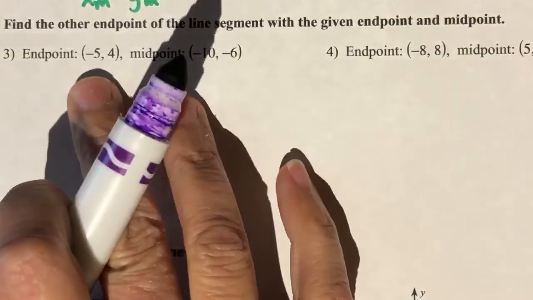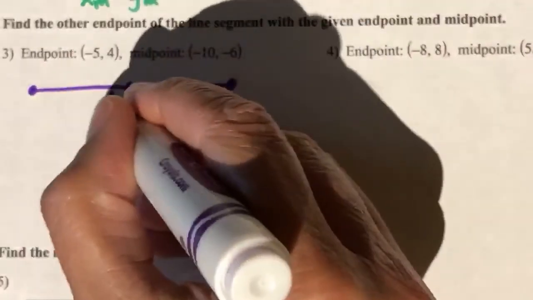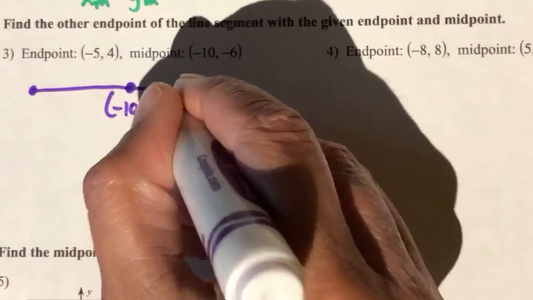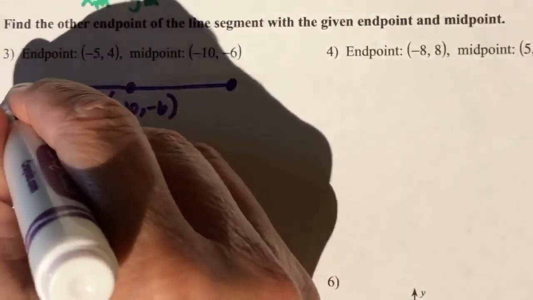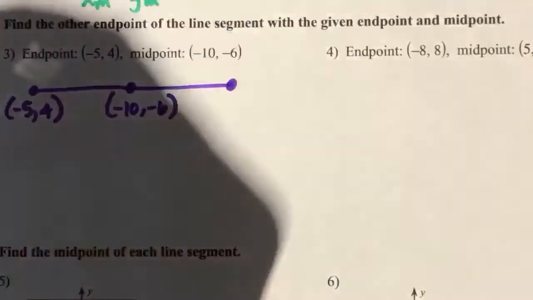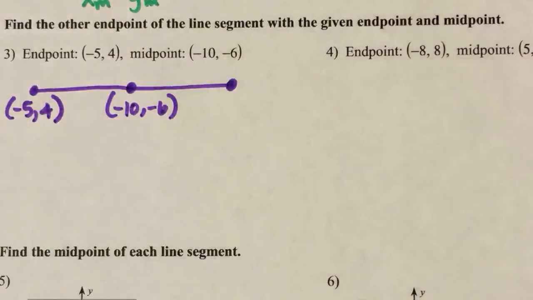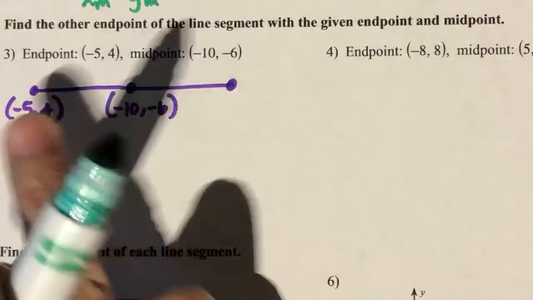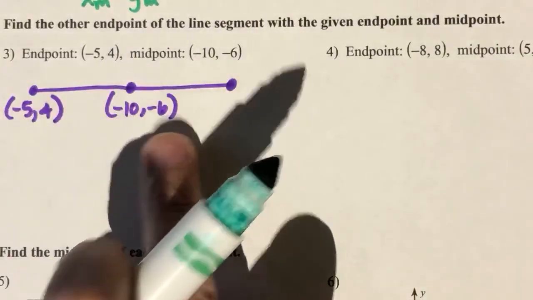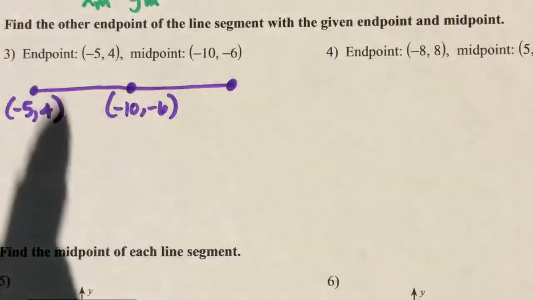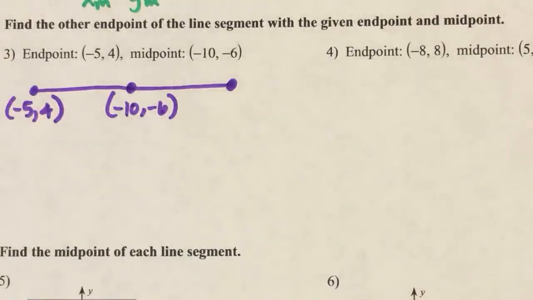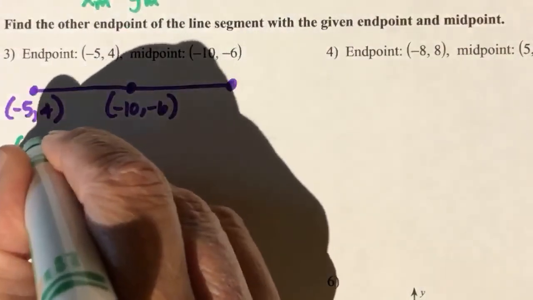Let's find the extra coordinate here. If the end point is at -5, 4, we're going to imagine this segment and this midpoint in the middle. The midpoint is at -10, -6, and the end point over here is at -5, 4. So what I want to do is find the other end point. To find it, I have to figure out how I jumped from here to here. I can stack these or I can go left to right. It's really a preference for you guys. So I'm going to do the stack first.